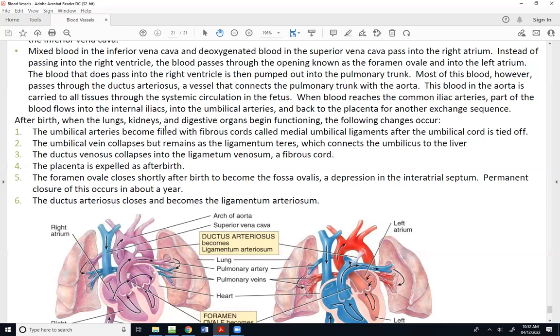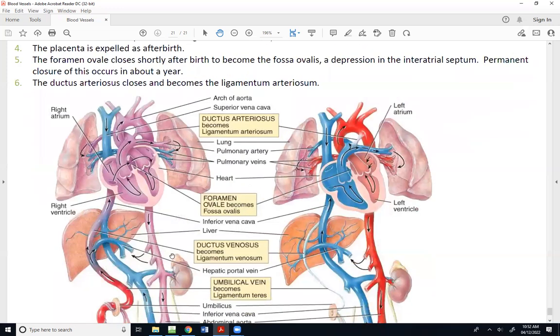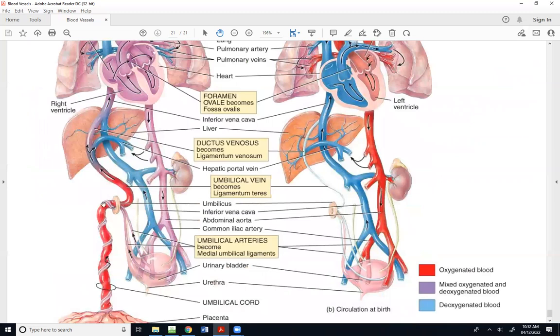When blood reaches the common iliac arteries, part of the blood flows into the internal iliacs, then into the umbilical arteries, and then back to the placenta for another exchange to occur. So we'll see that taking place right there.